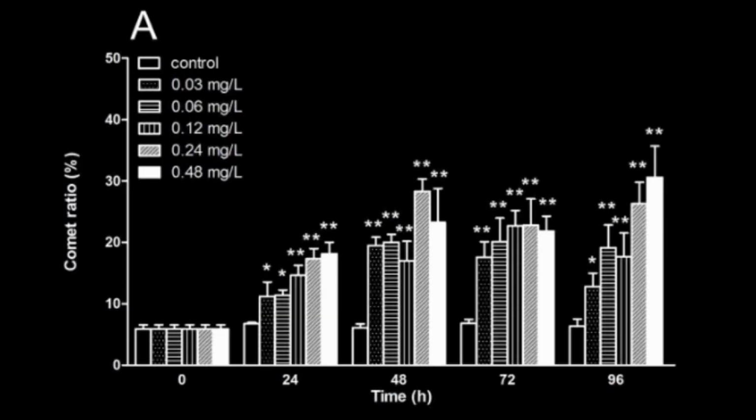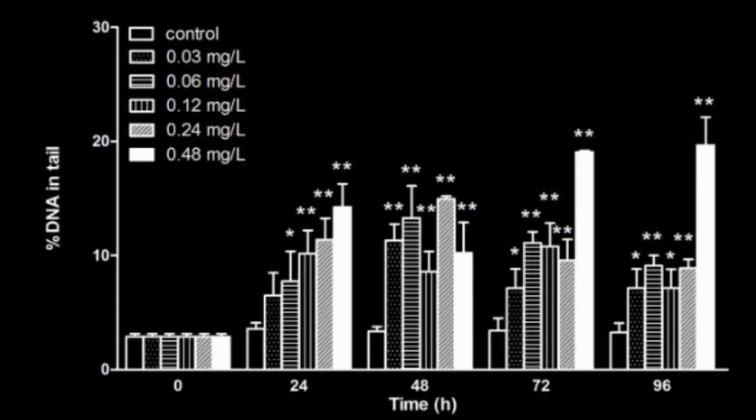So here's a comet ratio chart over time. We have these different snapshots: 0 hours, 24 hours, 48 hours, 72 hours, and 96 hours, and those are on the x-axis. For each of these snapshots, we have the different levels of ivermectin, starting at 0 for the control. And then we also have 0.03, 0.06, 0.12, 0.24, and 0.48 milligrams per liter. And we see this big divergence, dose-dependent, whereby the larger the dose of ivermectin, the more DNA damage, as shown by the comet ratio.